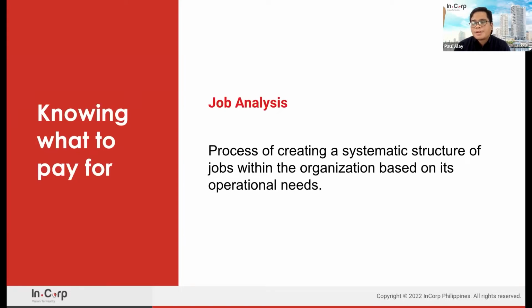So for us to better understand things deeper, we would have to know first what we are willing to pay for. We'd like to know the things that we will be paying for. Thus, the job analysis process. Basically, this is the process of creating a systematic structure for jobs.